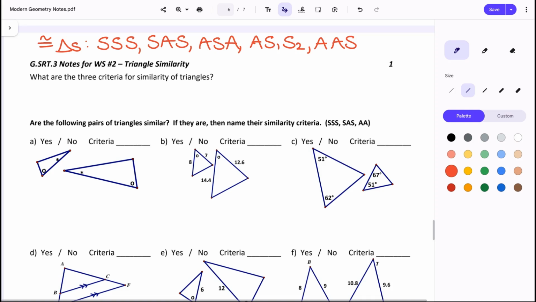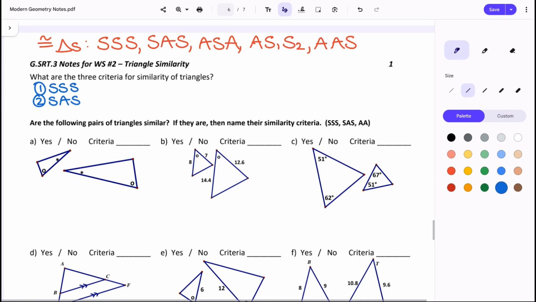2 of them come from that list up above. The third one is one that we were not able to use when we talked about congruent triangles, but we could use for similar triangles. So the 2 from up above that we can continue to use when we're talking about similar triangles is the side, side, side test and the side angle side test.